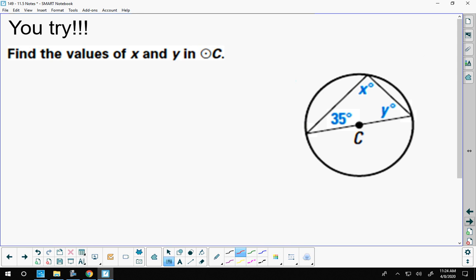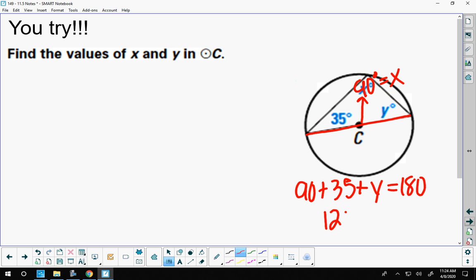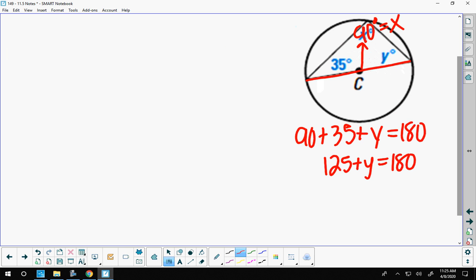Again, this is the diameter of your circle, so I know that x is 90 degrees because it's across from my diameter. And then we know that all 3 of these angles add up to 180 degrees. So 125 plus y equals 180. So y equals 55 degrees. Again, these 3 angles add up to 180 degrees.